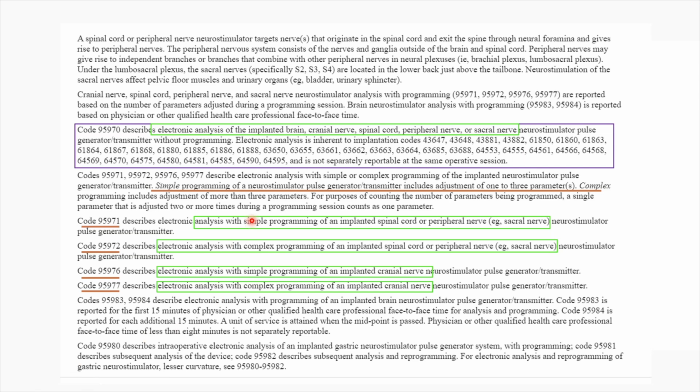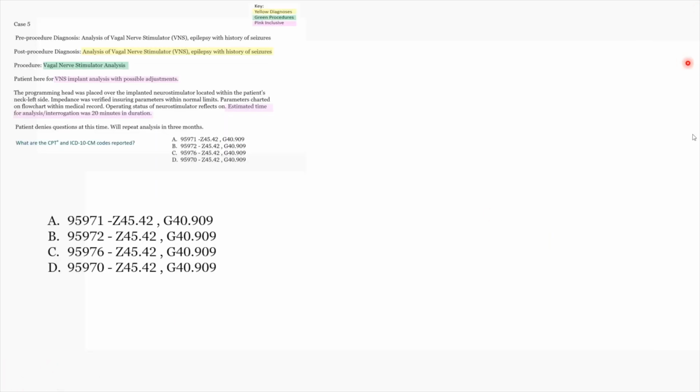And now you will have a question: what is simple programming and what is complex programming? Well, CPT has gone ahead and explained what simple programming is. Simple programming of a neurostimulator is when we have an adjustment of 1 to 3 parameters, just 1 to 3 parameters. As I said, there are several parameters that can be adjusted. If it is just adjusting 1 to 3 parameters, it is simple programming. And what is complex programming? Complex programming involves adjustment of more than 3 parameters. So that's all about the guidelines.